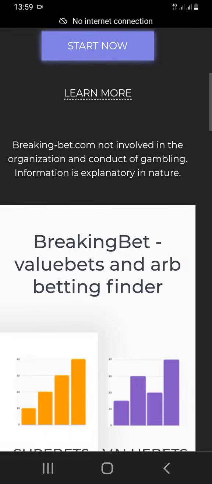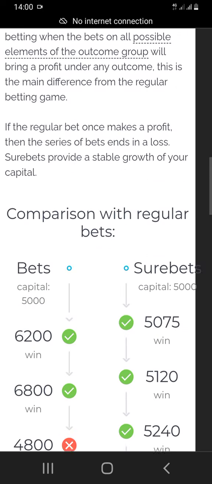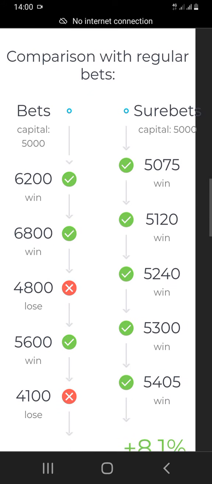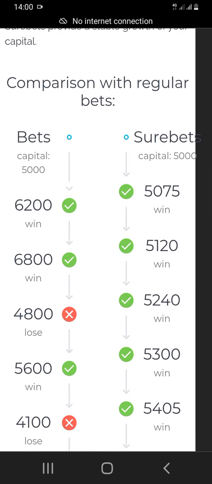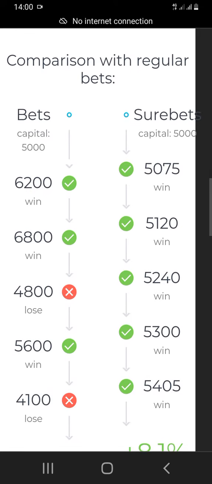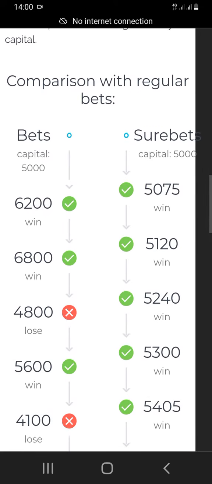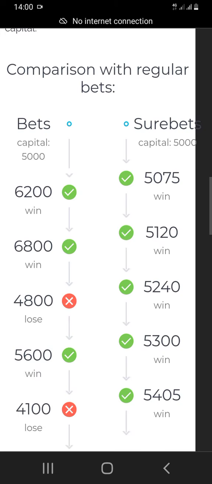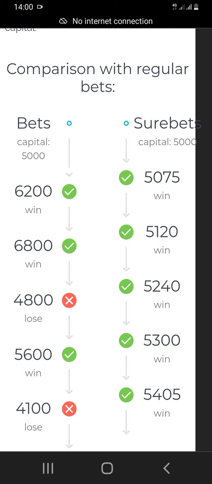You understand? This is actually a paid software. If you look down here, you will understand what arbitrage bets actually mean. Look with this arrow here, you can see that this comparison is trying to explain to you what arbitrage bets look like. You understand?